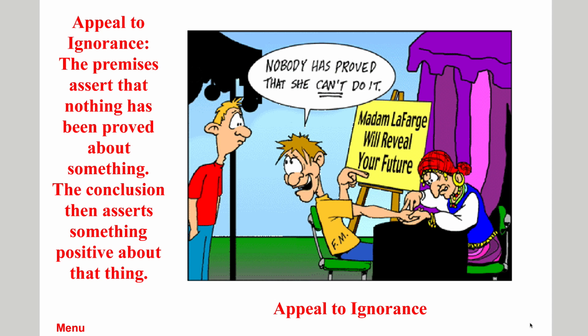In the appeal to ignorance, the premises assert that nothing has been proved about something. The conclusion then asserts something positive about that thing. Okay? Madame Lafarge will reveal your future. This is an important type of argumentative fallacy, because it is used all the time. Nobody has proved that she can't do it, doesn't mean that she can do it. Lack of knowledge does not lead to a conclusion of positive knowledge. That's another way to say that. Just because nobody has proved that she can't do it doesn't mean she has. So it's called an appeal to ignorance.